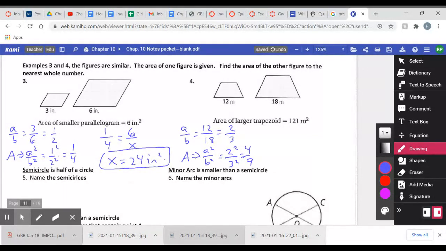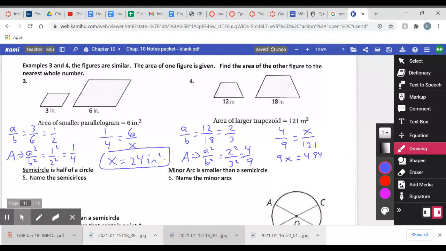Okay, so now I'm going to use that 4/9 in a proportion. So I've got 4/9 is equal to, now it says the area of the larger is 121. So I know the larger corresponds with the 9, so it's got to go in the denominator. The unknown is the area of the smaller one, so I'm going to put the x on the numerator. And now when I cross multiply, I get 9x is equal to, let's see, 4 times 121 is 484.